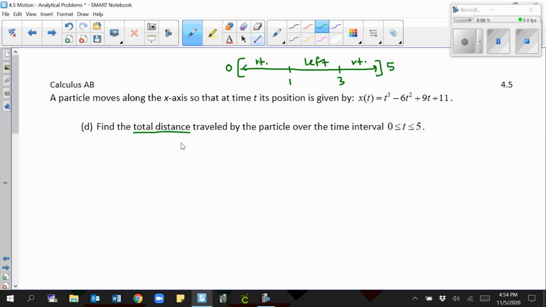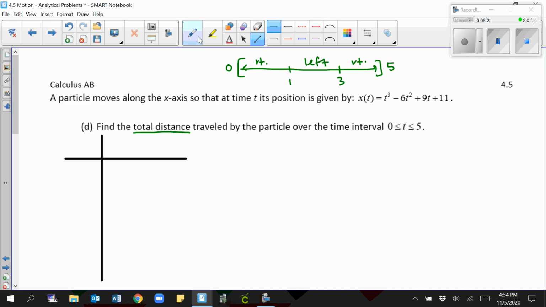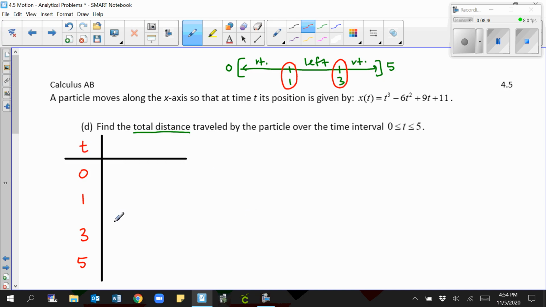So what I'm going to do is make a little t-chart over here. And I'm going to put all of those numbers on my chart. So I'm going to have 0, 1, 3, and 5. Because we're starting at 0, we change directions at 1, we change directions at 3, and we're ending at 5. So those are my t values. And then from here, if I'm trying to find the total distance, I'm going to find x of t. So I'm going to find the position at 0, position at 1, position at 3, and position at 5.